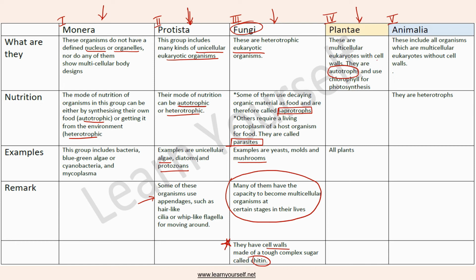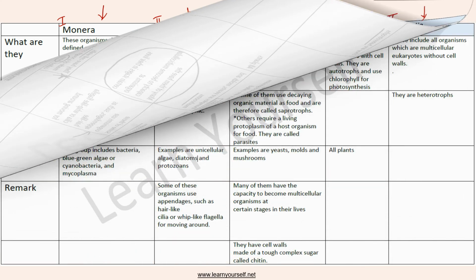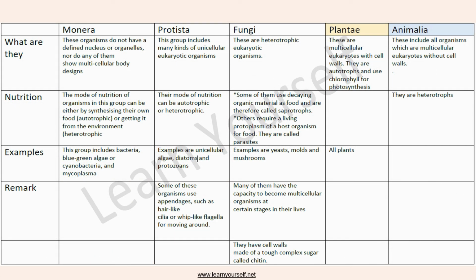Now the last kingdom is Animalia. This includes all the organisms which are multicellular eukaryotes without a cell wall, whereas in Plantae they are eukaryotes with a cell wall. All the Animalia organisms are heterotrophs because they depend upon other living organisms or upon plants. This is the basic bifurcation of these 5 kingdoms. Further, we will see the classification of the Plantae and Animalia kingdoms.